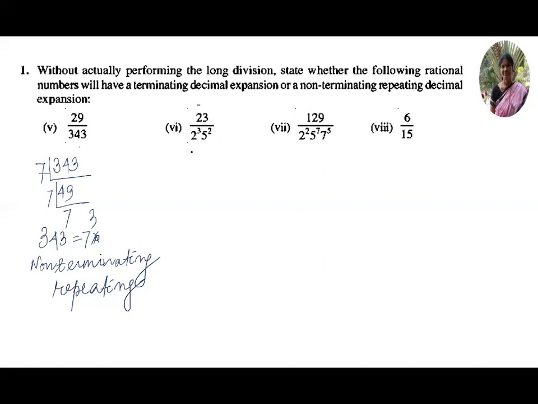Now coming to sixth one. It is already given, there are three 2s and two 5s. So no need of doing anything. It will be terminating because there are only 2 and 5.